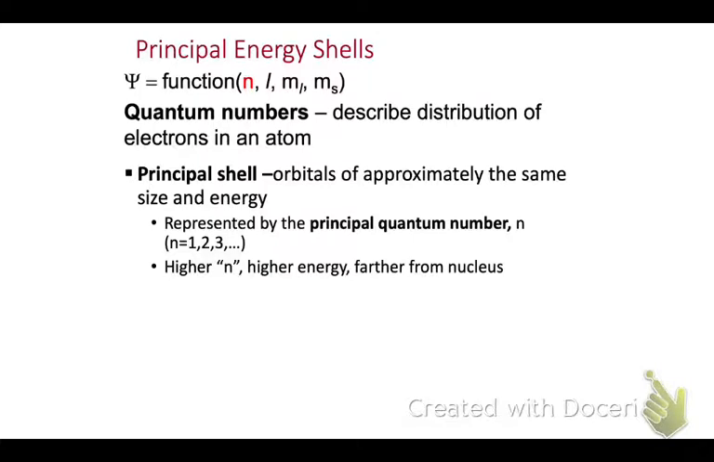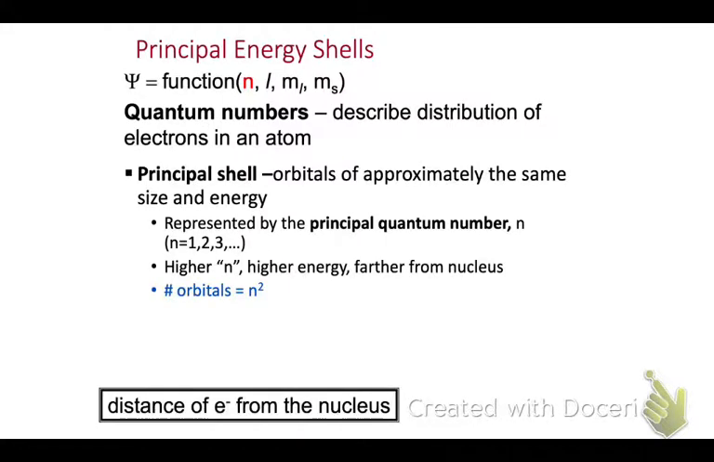The higher the n, the higher the energy, because the electron will be further away from the nucleus. The higher n also tells us that the size of the orbital is larger and further away from the nucleus. The number of orbitals in any given n can be calculated by n to the power 2. Generally speaking, n describes the distance of the electron from the nucleus. The smaller the n, the closer the electron is to the nucleus, and the larger the n, the further away it is.